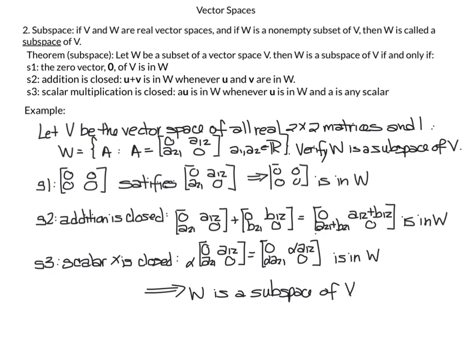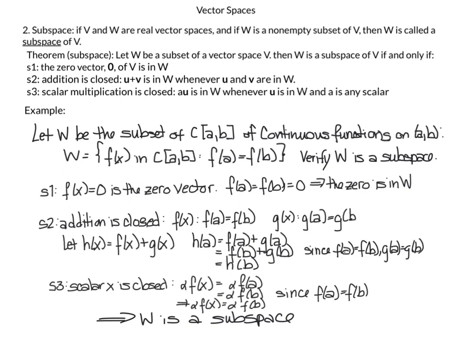Addition is closed. And scalar multiplication, that's not an X, but it's supposed to be a multiplication. I got lazy and didn't want to write out multiplication. So scalar multiplication is closed. If I have a scalar alpha times a matrix with zeros on the diagonal, I still get a matrix with zeros on the diagonal, a 2 by 2 matrix. And so that's also in W. So my 3 conditions are satisfied, and therefore W is a subspace of V.